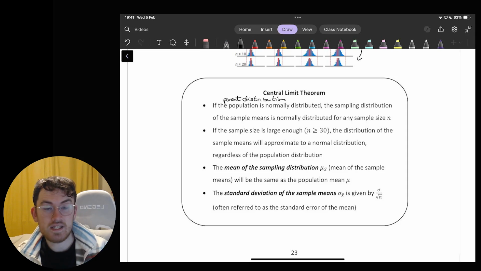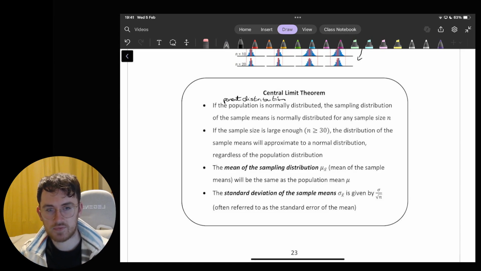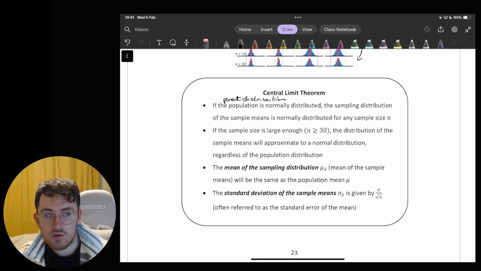If not, we need a large enough sample, bigger than 30, and then that will be normally distributed, no matter what the original distribution was. That can sometimes be a question of why we are sure that this works, and that's why. The mean of the sampling distribution, mu of x bar, the mean of the sample means, will be the same as the population mean.